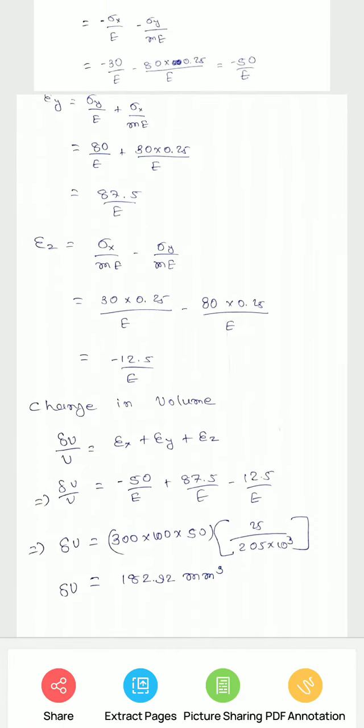Now we have already calculated the strain terms in all directions, and the last one is the change in volume. We know that the change in volume, delta V upon V, is equal to epsilon x plus epsilon y plus epsilon z. Now we make delta V the subject, then we can get the change in volume. It is 182.92 mm cube.